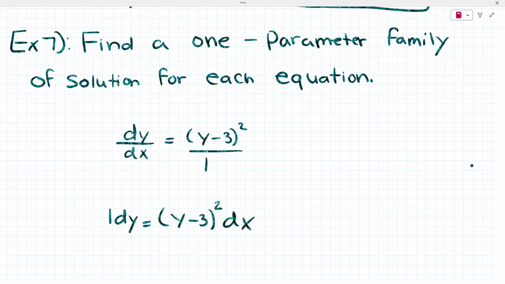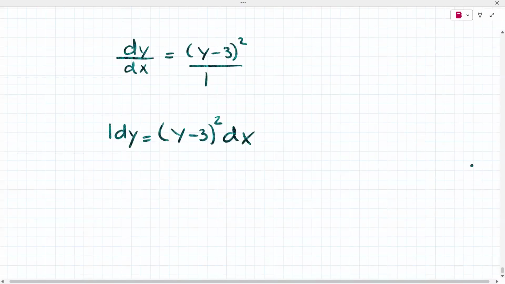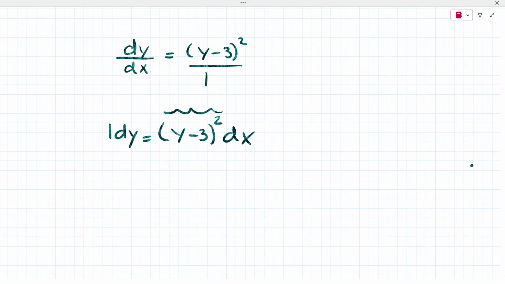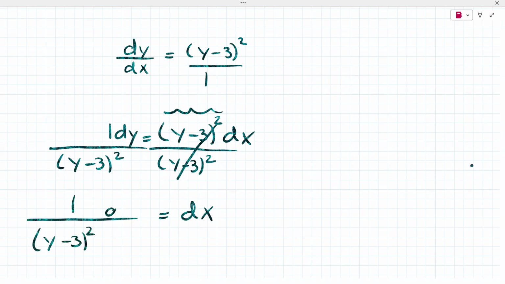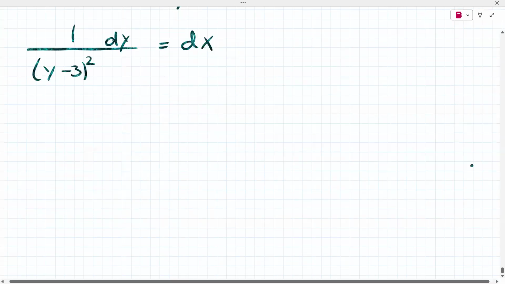Okay. Now, do we have all the y's on one side and all the x's on the other? So no. What I would have to do is move this to the other side by dividing both sides, like so. This cancels, so you're left with dx, and then over here, you're left with 1. Okay, now you may take the integration of both sides.